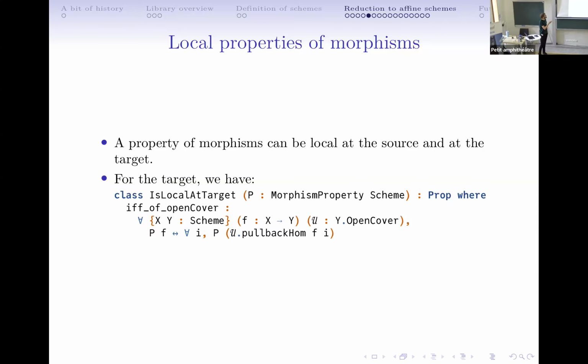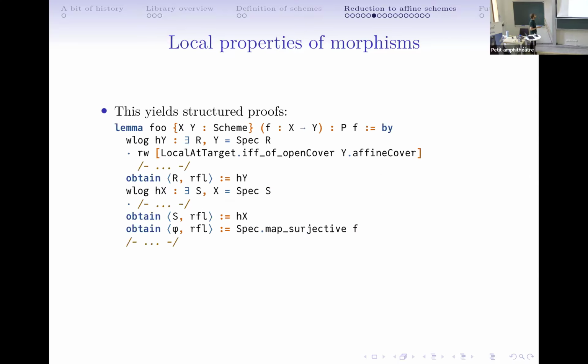And now you can already think about what it means to be local at the source. And you will realize it's a different condition, because restricting on the target and restricting on the source are fundamentally different. And so already here we need two predicates, one for the target and one for the source, and they are different. And all the API that we need to develop for is local at target, we also have to develop for is local at source. And then you get some reasonably nice proofs.